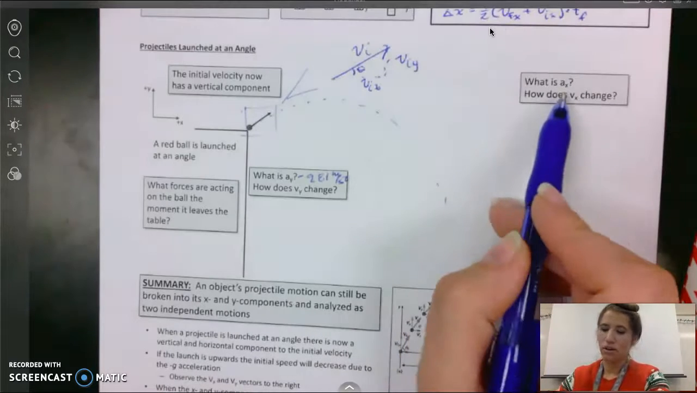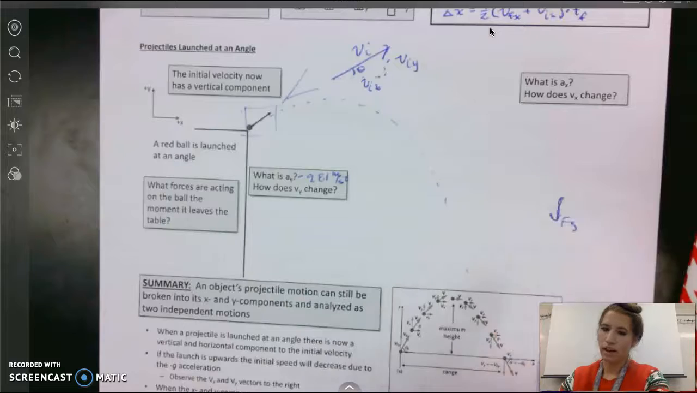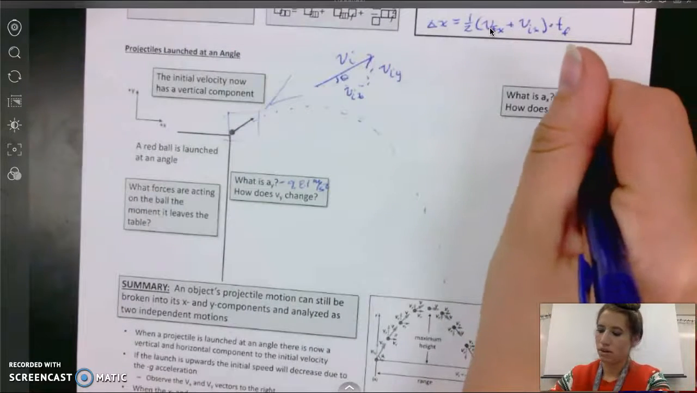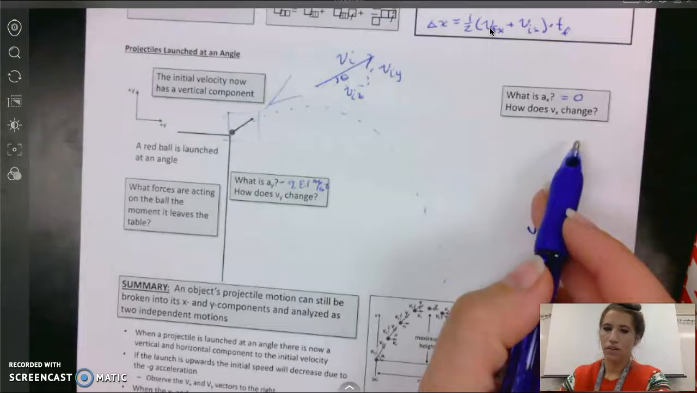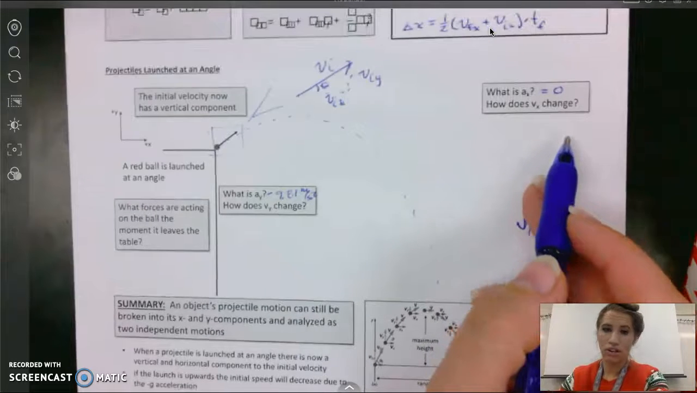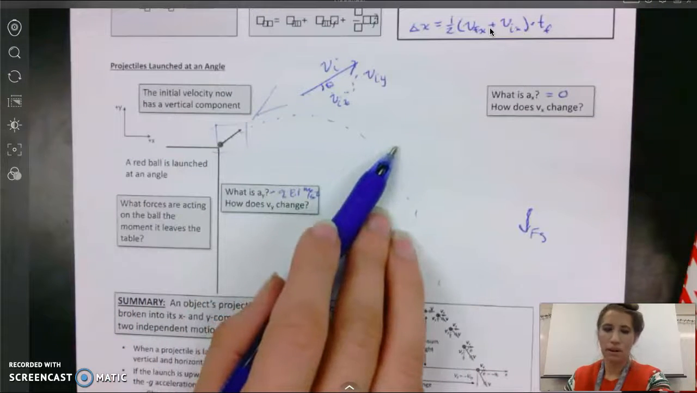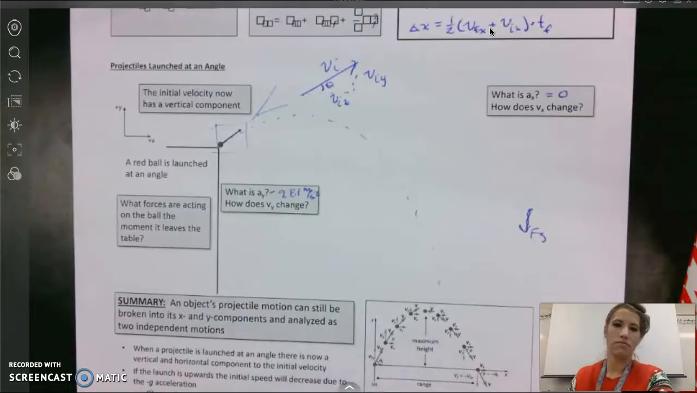What about the x direction? There are no forces acting in the x, and so the acceleration in the x would be 0. How does the velocity change in the x direction? It doesn't. It's going to travel the same distance over the same amount of time in the x direction.